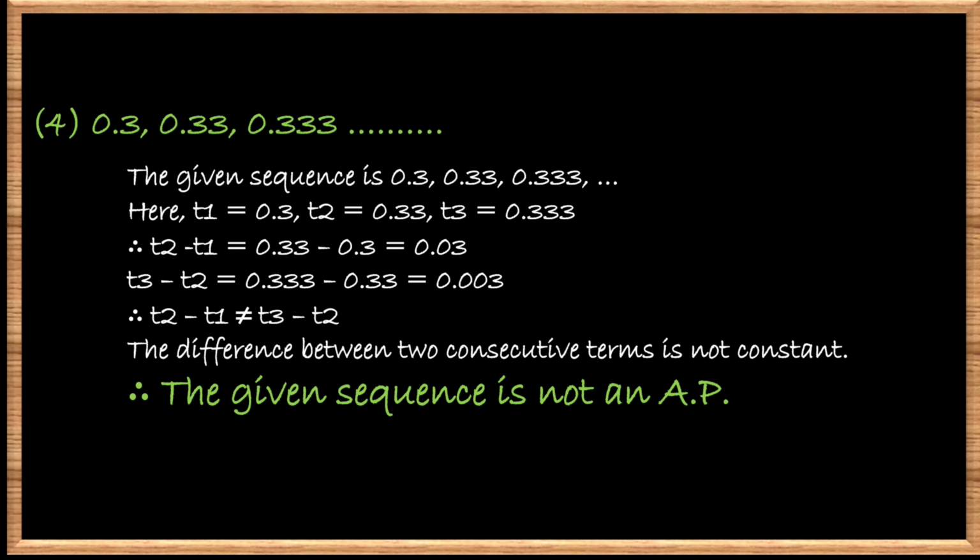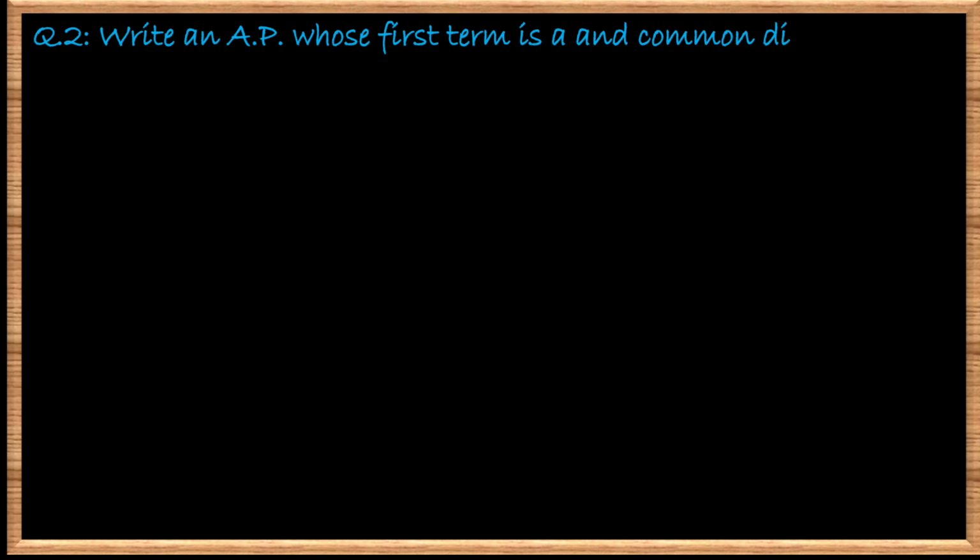So I have solved here both the examples, when the sequence is an AP and when the sequence is not an AP. So you have to solve the remaining questions in the same form and write the answer. Let us see question number 2. Write an AP. Here you have to write an AP. First term A, which is T1, and common difference is D. In each of the following is given.